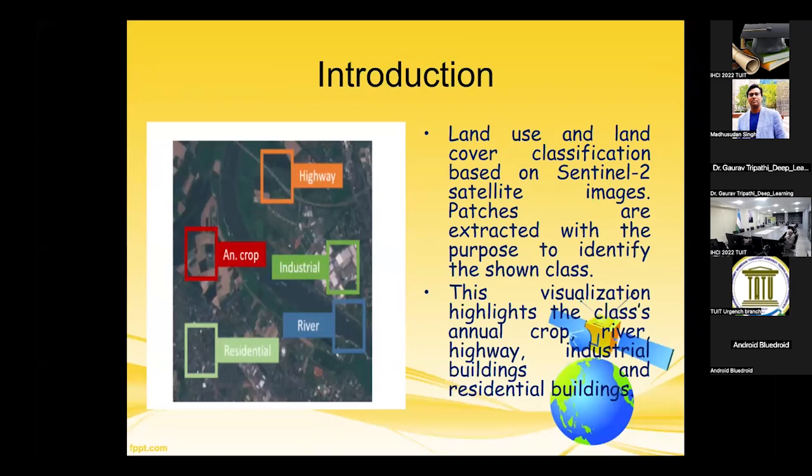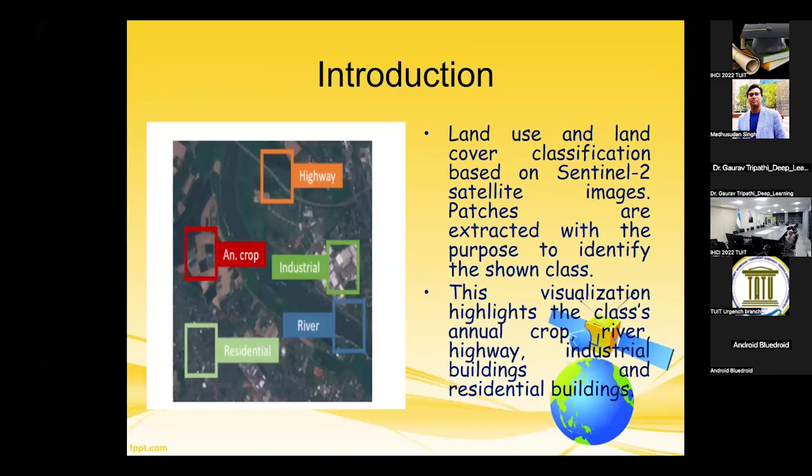Because there are so many other bands, known as infrared, near infrared, and so on, which humans are not very accustomed to. So, since we are accustomed to RGB images, we convert those remote sensing images into RGB images and then use them for our own training and classification purposes. This visualization highlights the classes: annual crop, river, highway, industrial buildings, residential buildings, and so on.